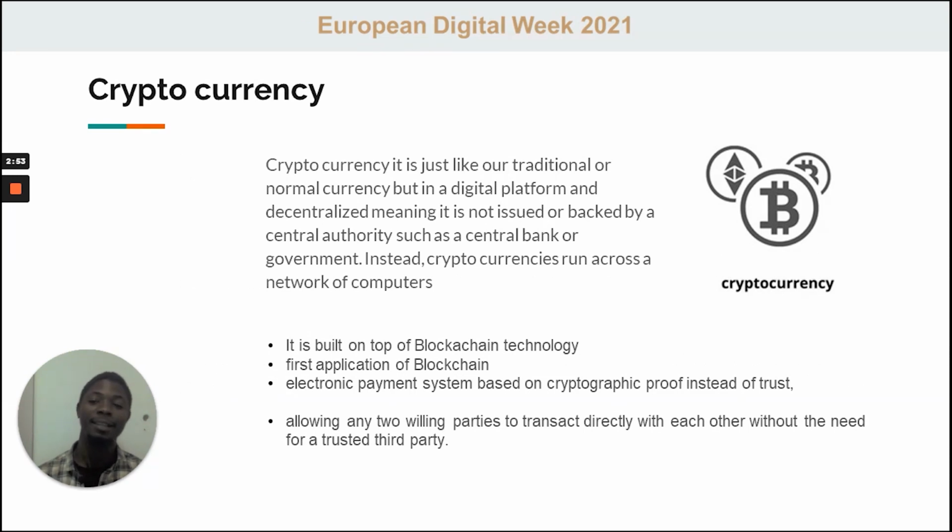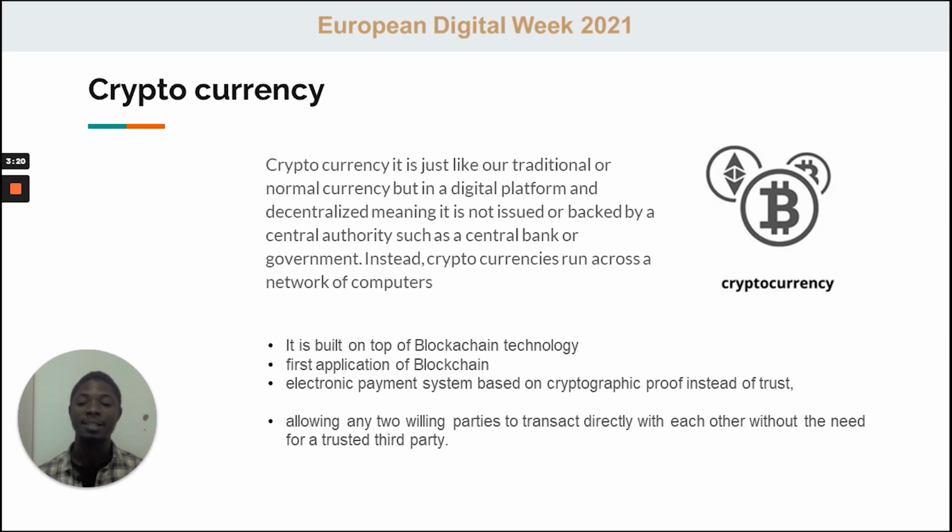And if you look at cryptocurrency on the other side, it is just like our traditional currency, but on a digital platform and decentralized. When we look at the word decentralized, it means it is not issued or backed by any central authority, such as a central bank or any government. Instead, the cryptocurrency runs across a network of computers.